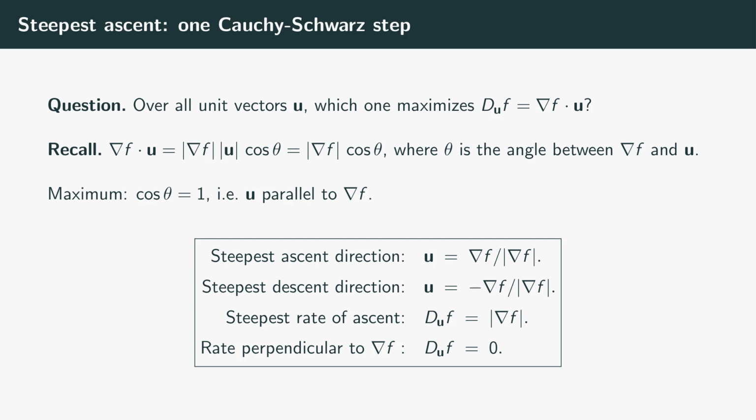Since u is a unit vector, the magnitude of u is 1, so the dot product simplifies to the magnitude of del f times cosine theta. The magnitude of del f is fixed. It depends only on the function and the point, not on u. So the only thing we can tune is cosine theta.